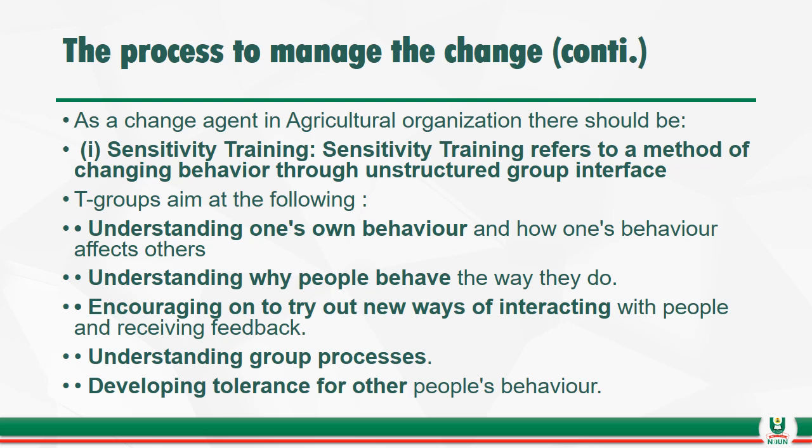As a change agent in agricultural organization, there should be what we call sensitivity training. Sensitivity training refers to a method of changing behavior through unstructured group interaction. This is done through the T group, and the T group aims at the following. One, understanding one's own behavior and how one's behavior affects others.